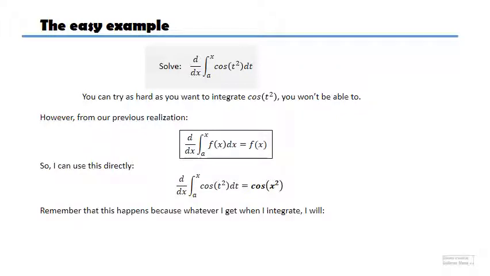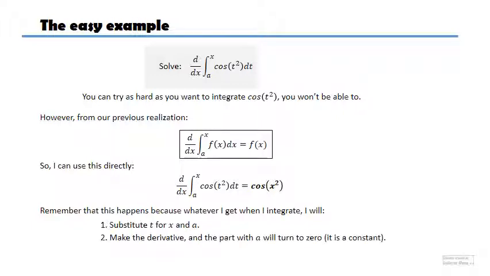Now, this is what happens whenever I integrate. I will substitute the t for an x, and make the derivative; the part with a will turn to 0 because it's a constant. So that's what's going to happen. And you have to think in these terms, because I can't really come up with the exact situation in which this might become useful. But you always have to keep this in mind. Let's look at another example.